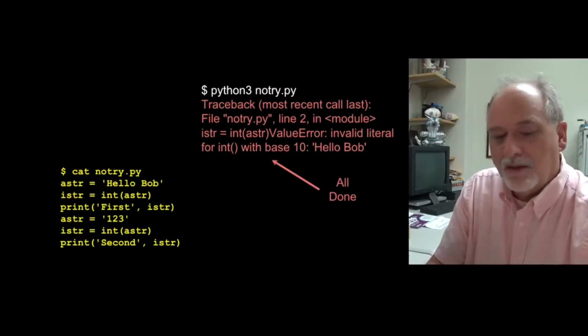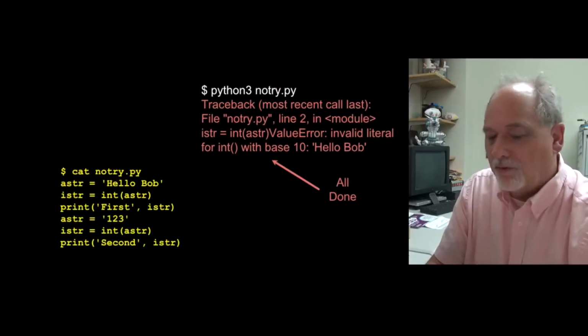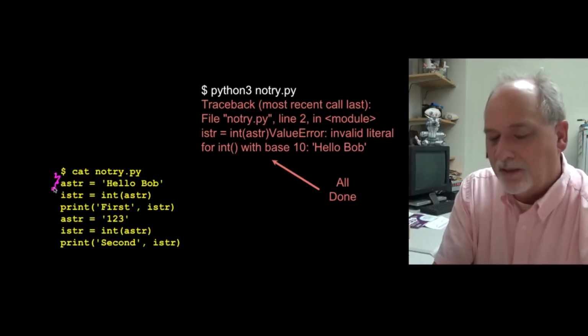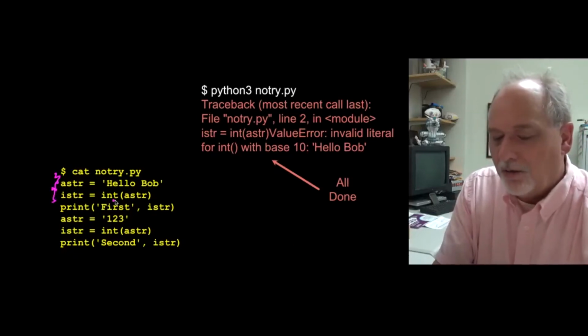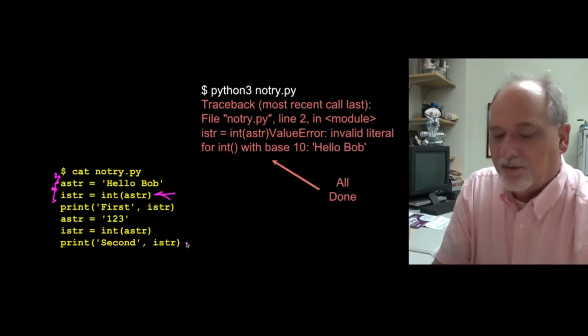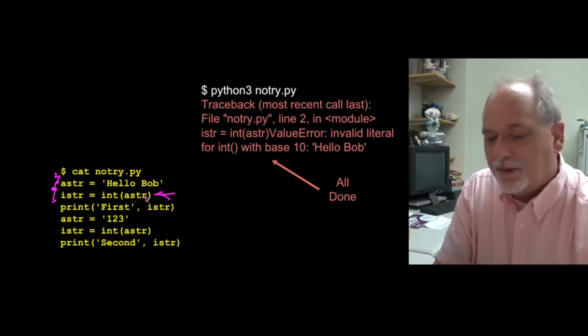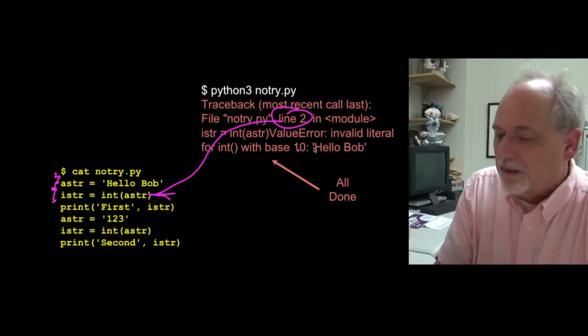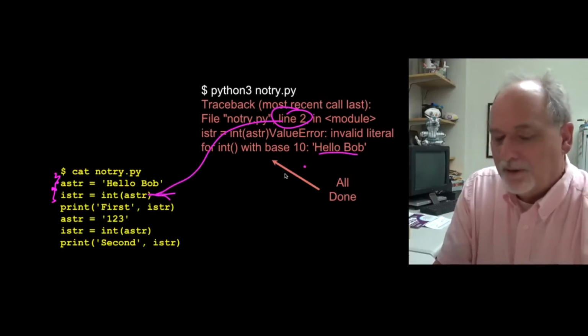And the problem is if you are running code, here's a little bit of code, we put hello Bob in and we convert it to an integer, and we know from past experience that this blows up. Right? You can't take hello Bob and convert it to an integer. It's just going to blow up. The problem is, here we are. It says, oh, you blew up on line 2.